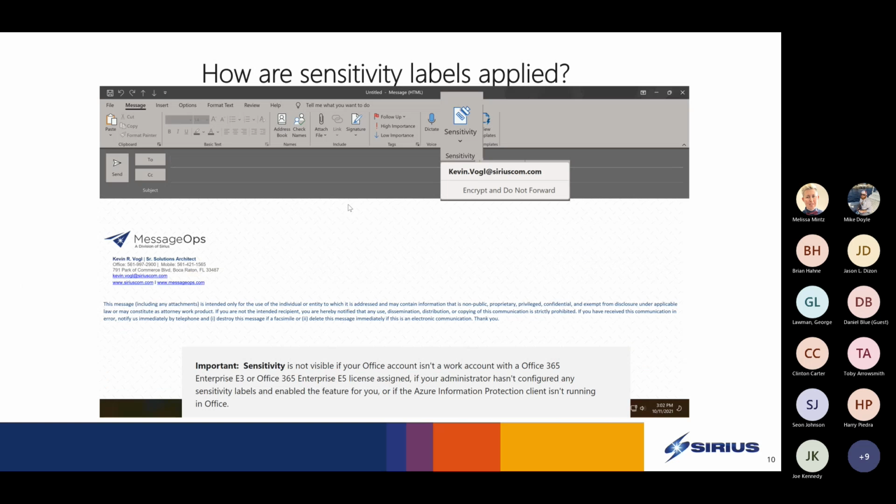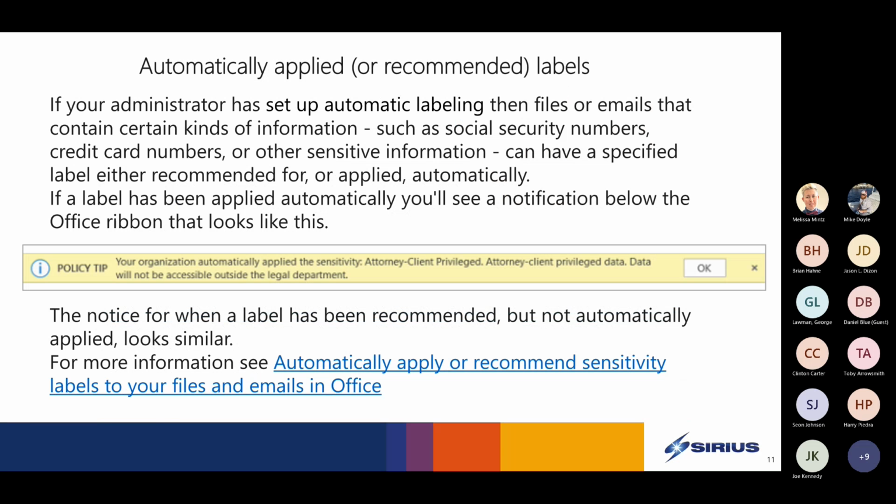So obviously, if it's not visible, that means that you guys haven't set it up. But you do need an Office 365 Enterprise E3 or Office 365 Enterprise E5 license. Your administrator does have to configure these, again, just like I said a couple of times here.